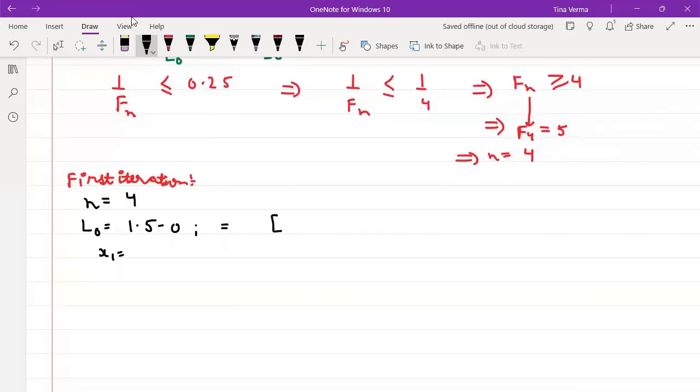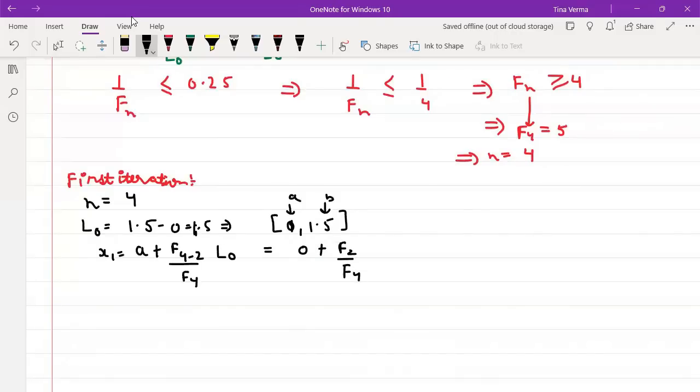Here my interval is 0 to 1.5, which means this is your a and this is your b. So what was the formula for x1? a plus Fn minus 2, that means F4 minus 2, divided by Fn into your L naught. Clear? What is a? 0 plus F2 divided by F4 into the interval, this is 1.5. Substitute the values of F2 and F4, and it comes to 0.6. Clear? Yes or no? Fine.